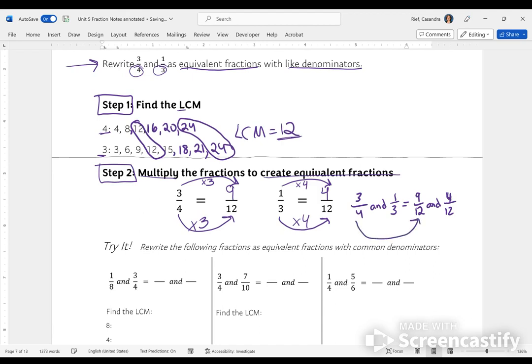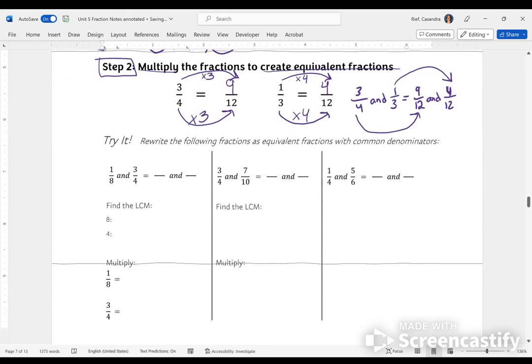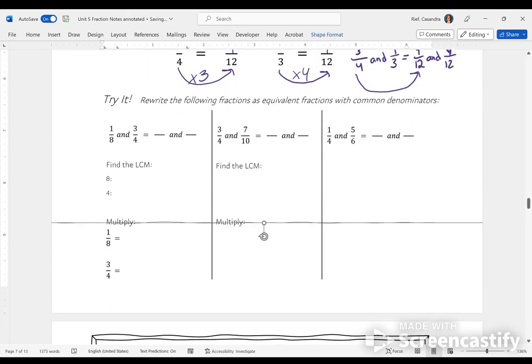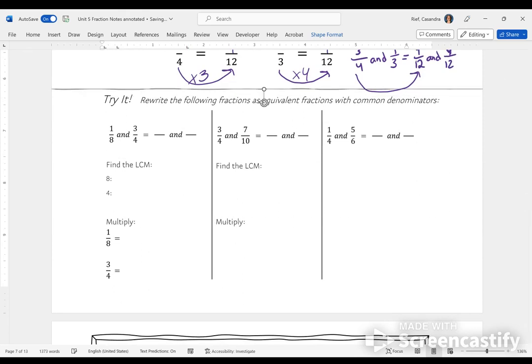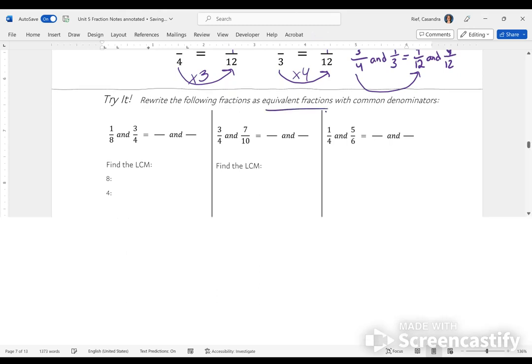3/4 is equivalent to 9/12. 1/3 is equivalent to 4/12. Now let's try some together. If you're feeling really confident, you're welcome to just try these on your own. If you're not feeling really confident yet, you're welcome to just work with me and we can work together, and then you can pause when you feel confident to work independently. So for this first one, we're trying to do 1/8 and 3/4, and we're trying to figure out what two equivalent fractions we could write them as with common denominators.